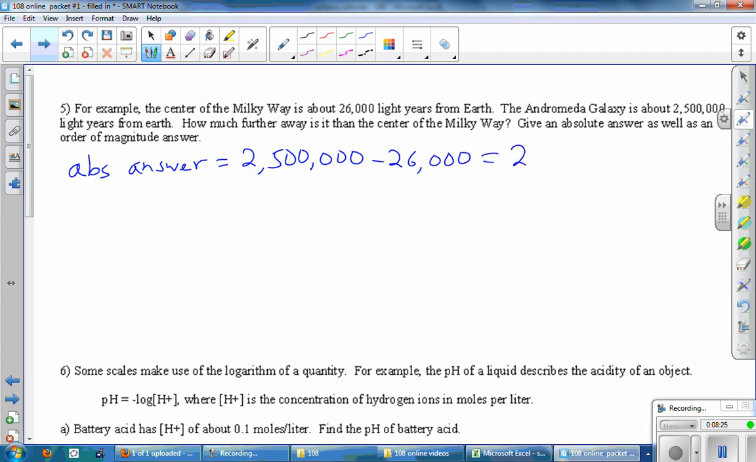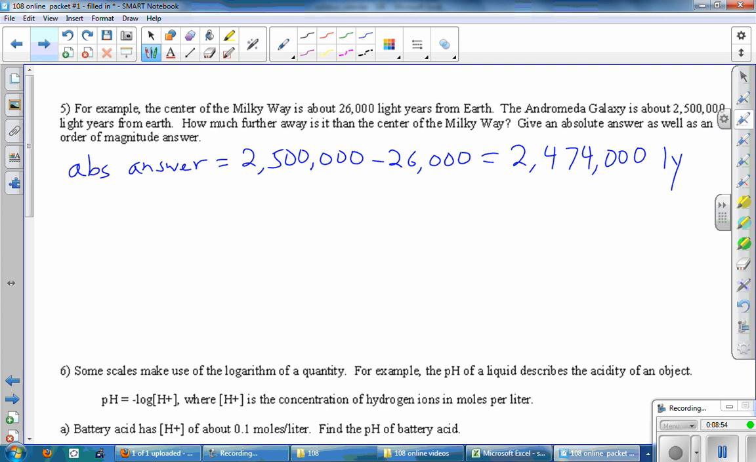So what do we get here? 2,474 light years. And they say it's fairly useless because essentially we and the Milky Way are right on top of each other relative to how crazy far the Andromeda galaxy is away from us. So much so that the 26,000 light years, which is an absurd distance, is nothing. It's not even a drop in the bucket compared to the 2.5 million.